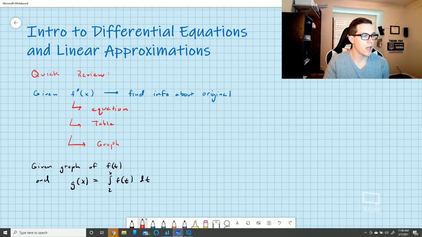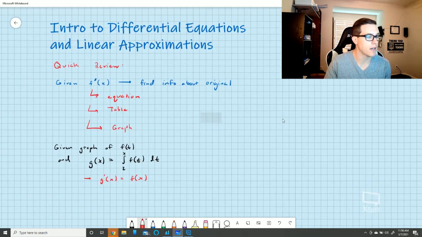Well, what is this saying? Same thing. They're giving you the derivative graph and asking questions about the original. So this is that whole thing where g prime of x equals f of x. So the graph is the derivative. So it's a lot of different ways of me giving you the derivative and you telling me things about the original.